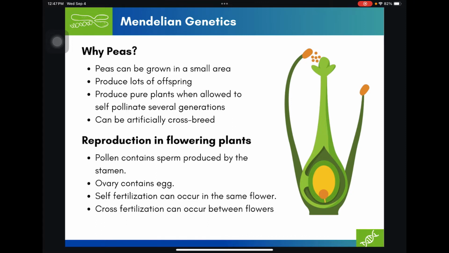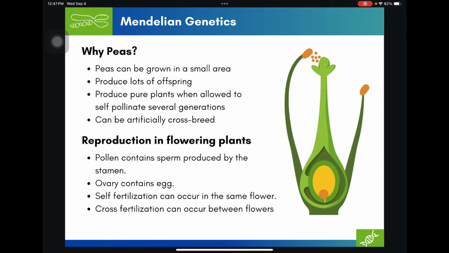He used peas because they can be grown in a small area. He cultivated these peas in a very small space, in a garden in his monastery, and they produce a lot of offspring in a given period of time. Through this, he was also able to produce pure plants, which he allowed to self-pollinate through several generations, and these model organisms can be artificially crossbred.